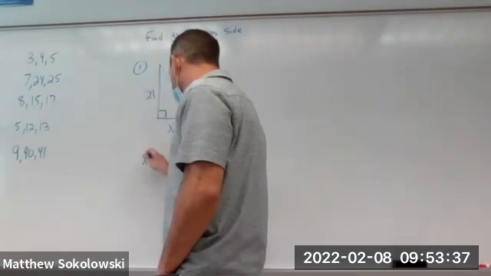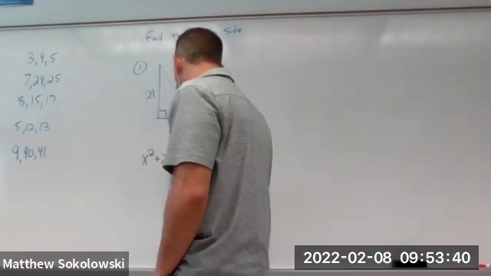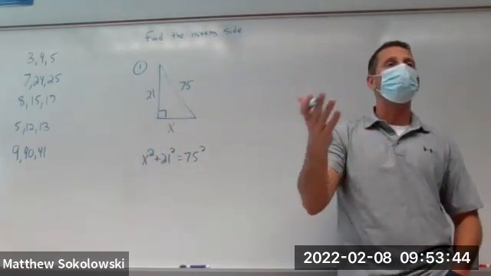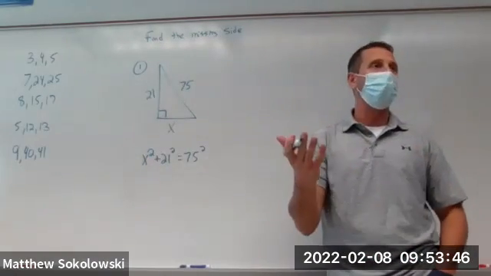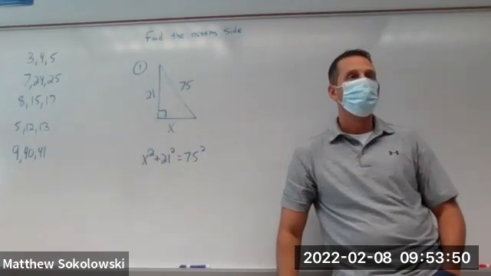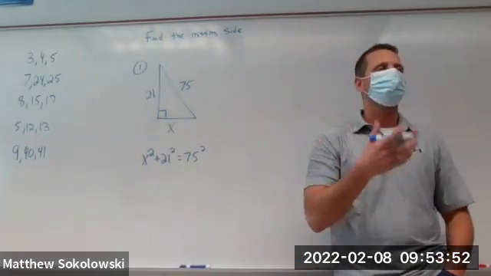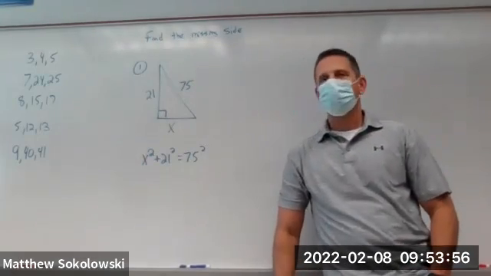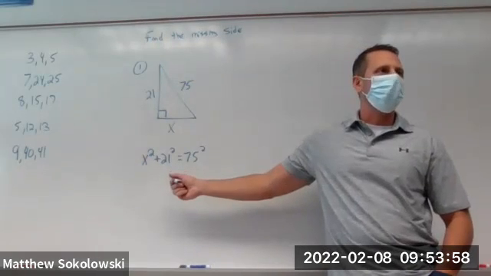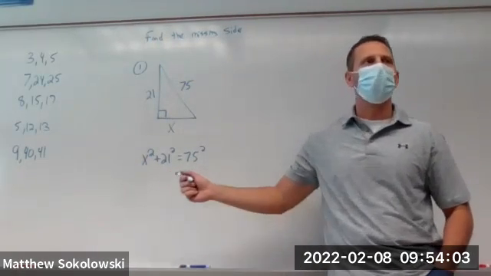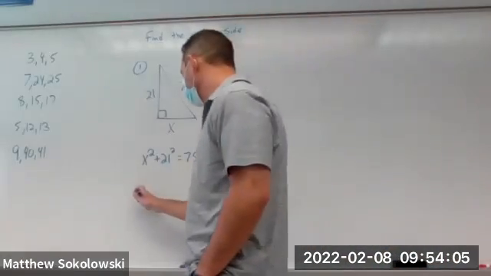Now I got to go X squared plus 21 squared equals 75 squared. So instead of using knowledge that we have from last unit, now I got to just use the Pythagorean theorem because I failed last unit. Or, no, okay, never mind. But now I better have a calculator, right? 21 squared, 75 squared. Then I got to punch that all in. So I'm going to get X squared.